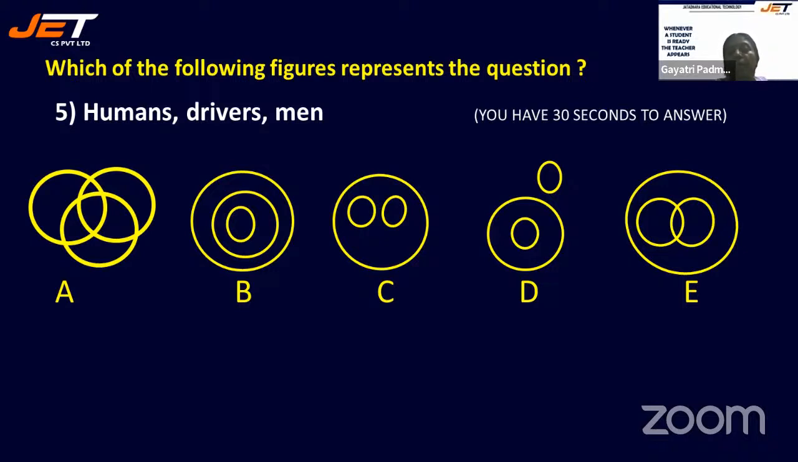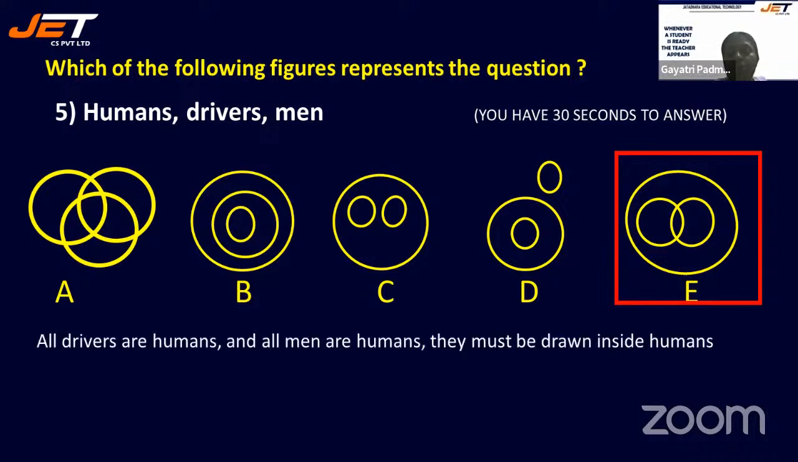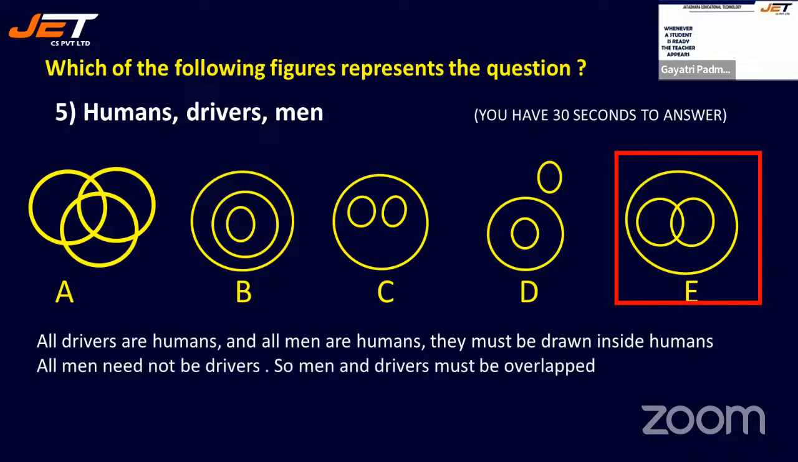So humans can be drivers, humans can be men. All right? Yes. Let's see the answer. It is option E because all drivers are humans and all men are humans. They must be drawn inside humans. So human must be the base. Inside humans, all men need not be drivers, so men and drivers must be overlapped.